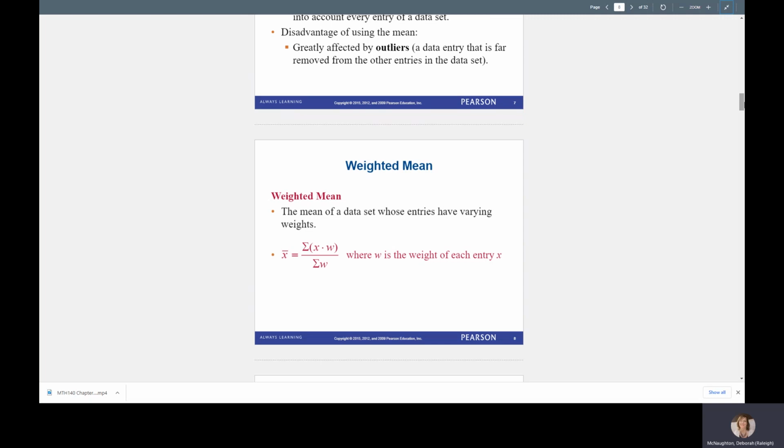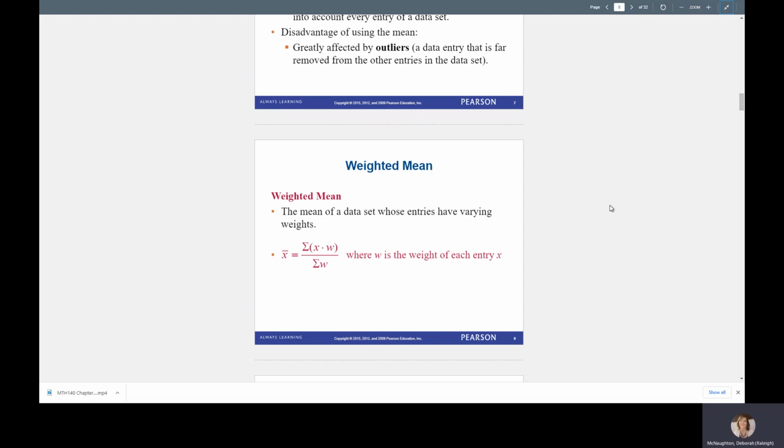Okay. And we can also calculate a weighted mean, and that's the mean of a data set whose entries have varying weights. And this is most often used for things like GPA. When you calculate the GPA, some courses are worth 3 credit hours, some courses are worth 2 credit hours or 1 credit hour. So we have to weigh based on the number of credit hours that each course is worth.